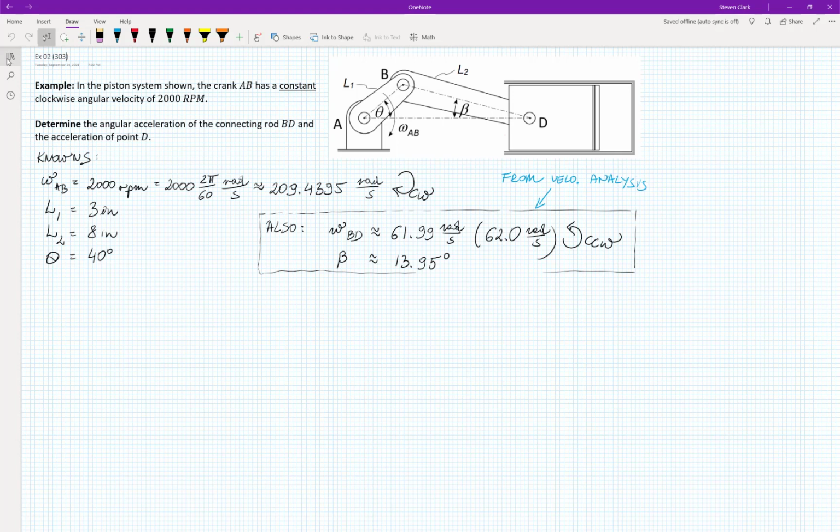Alrighty. So what do we have in here? We have three bodies. We have link AB. We have link BD. And we also have body D. And our body D is constrained. Our body D can only move in a horizontal direction. It cannot move in the vertical direction. In other words, this is the trajectory of point D. Yes?